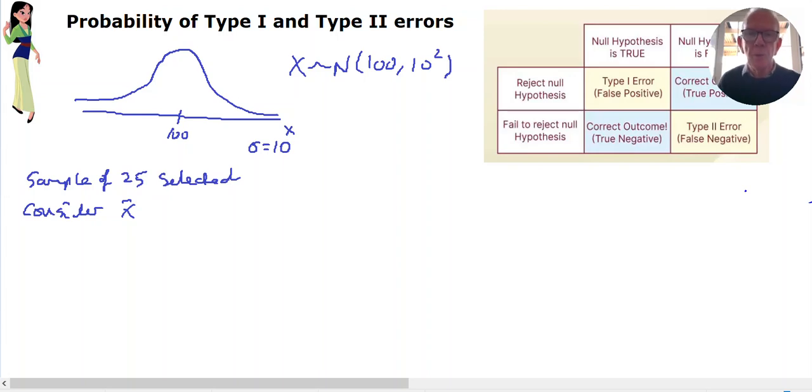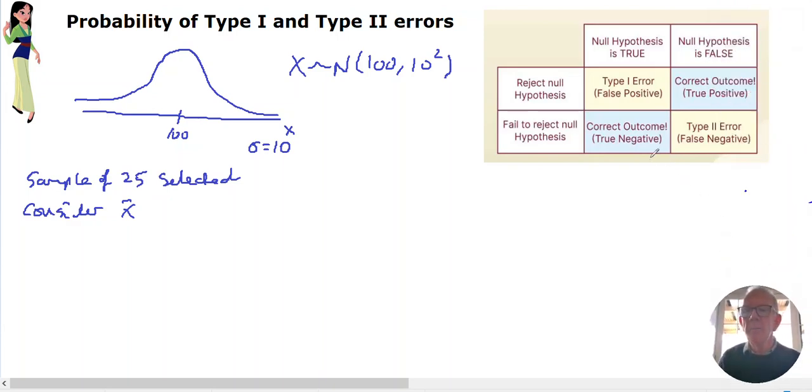Let's consider the probability of a type 1 and a type 2 error, keeping in mind this is what a type 1 error is and this is what a type 2 error is. Okay, so let's say we have X is a normally distributed random variable with a mean of 100 and a standard deviation of 10. And we have a sample of 25 selected.